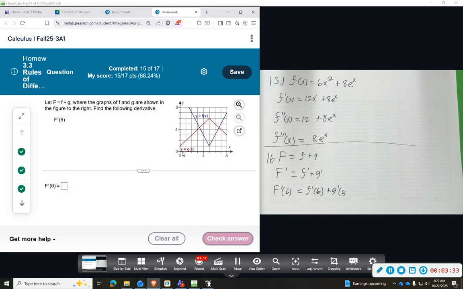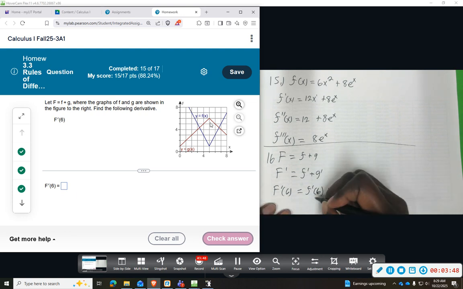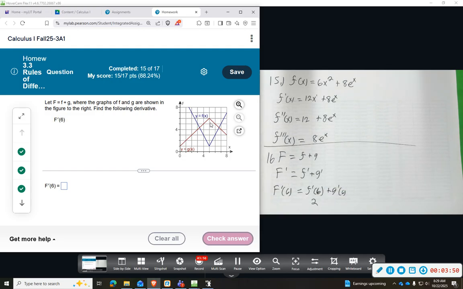So we're going to look at 6. This is counting by ones. 1, 2, 3, 4, 5, 6. Okay. This slope is up 2 over 1. The blue line is 2 over 1 slope, so just 2. And then the red line at 6. 1, 2. So the slope of this line looks like a -1. Okay. So we're looking at 2 minus 1, which will just be a 1.